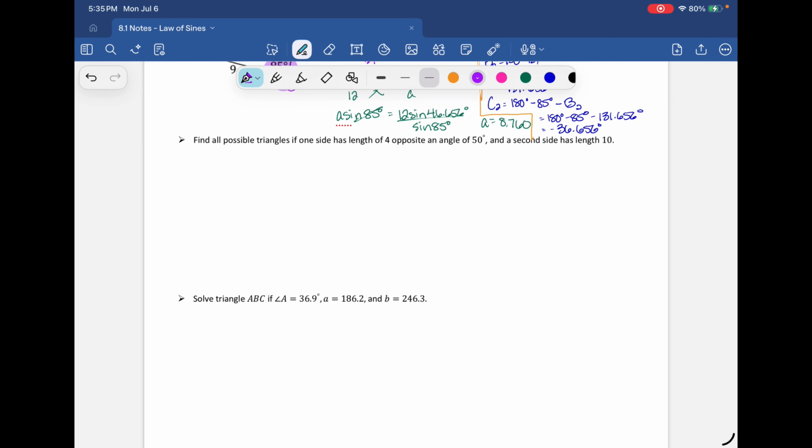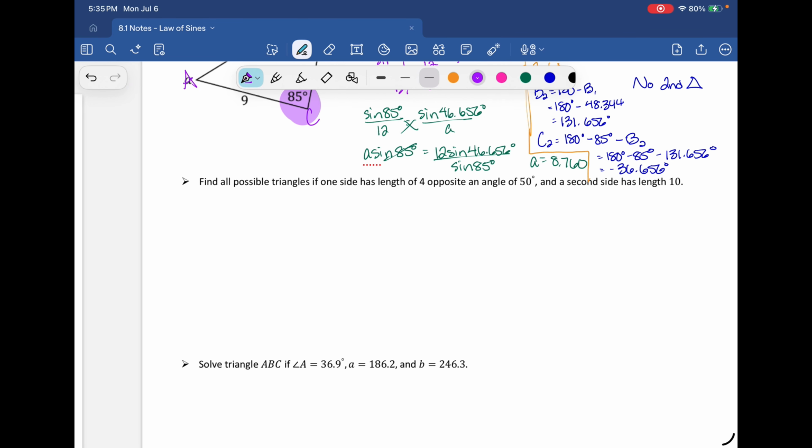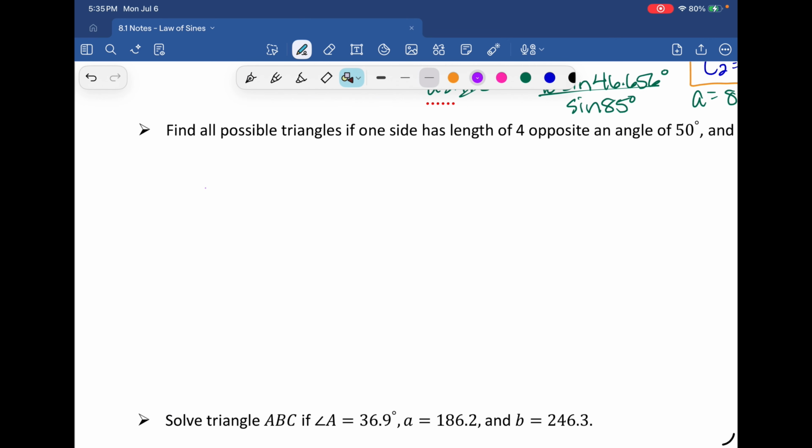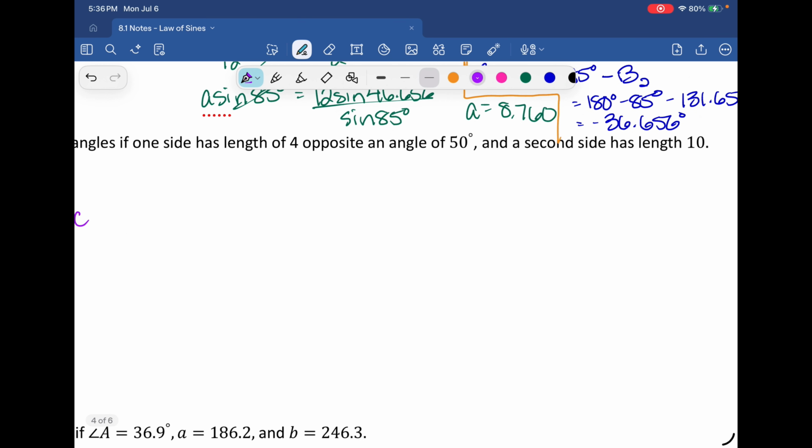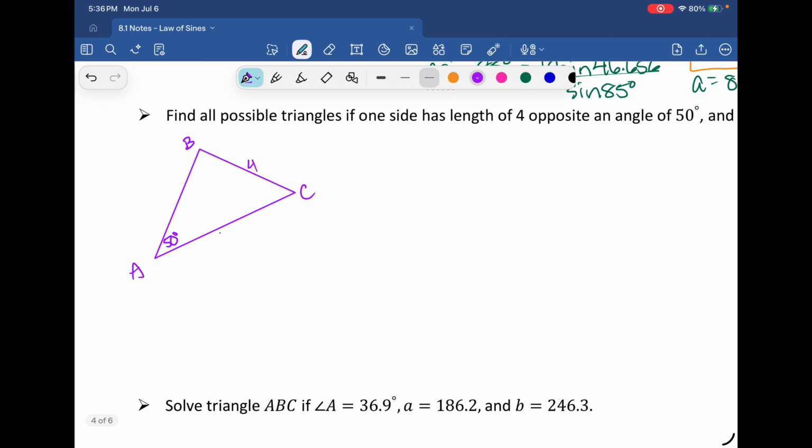Find all possible triangles if one side has length 4, opposite an angle of 50 degrees, and the second side has length 10. So draw a triangle. I'm going to label it A, B, C. I'm going to say the given angle is A, 50 degrees, because I can, opposite side length 4, and a second side length 10. It doesn't matter, I'm going to put it as B.